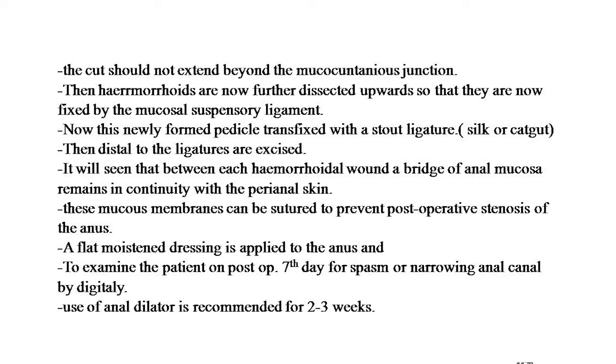Then the hemorrhoids are further dissected upwards until they are held only by the mucosal suspensory ligaments. Now this newly formed pedicle is transfixed with a stout ligature, that is silk or catgut, and then the hemorrhoid distal to the ligature is excised. Between each hemorrhoidal wound, a bridge of anal mucosa remains in continuity with the perianal skin. These mucous membranes can be sutured to prevent post-operative stenosis of the anus.